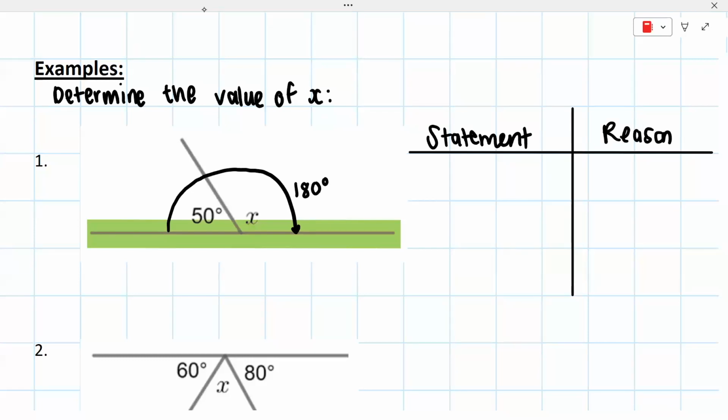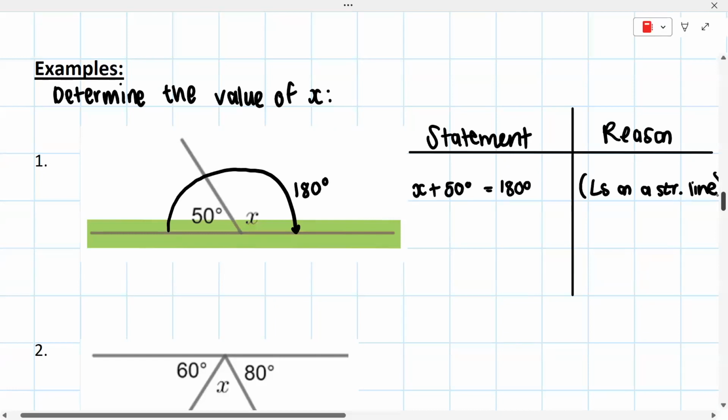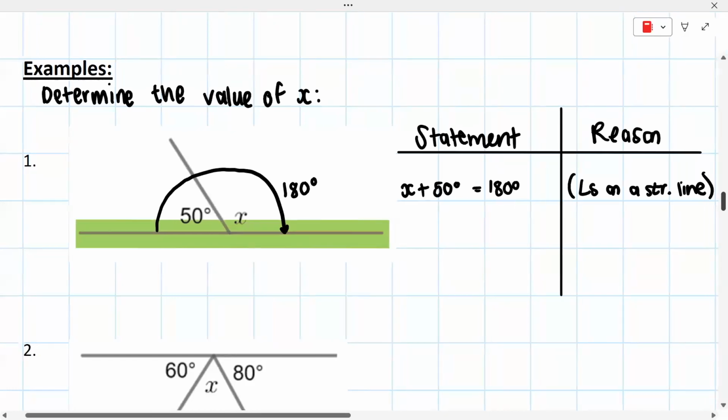So our statement here is the fact that we know that if we take X plus 50 degrees, we have to get 180. I've made the statement of what has to happen, but the reason for that, remember, is angles on a straight line. We can use the symbol for angle, so that's sideways L.